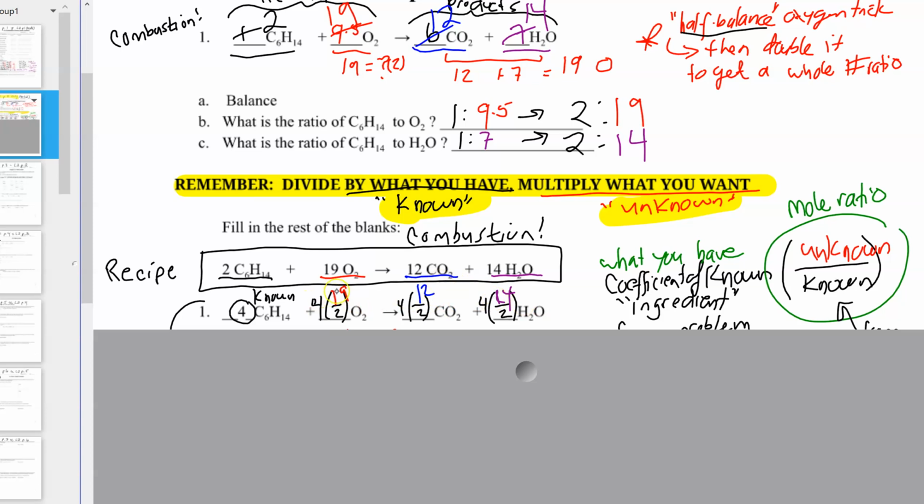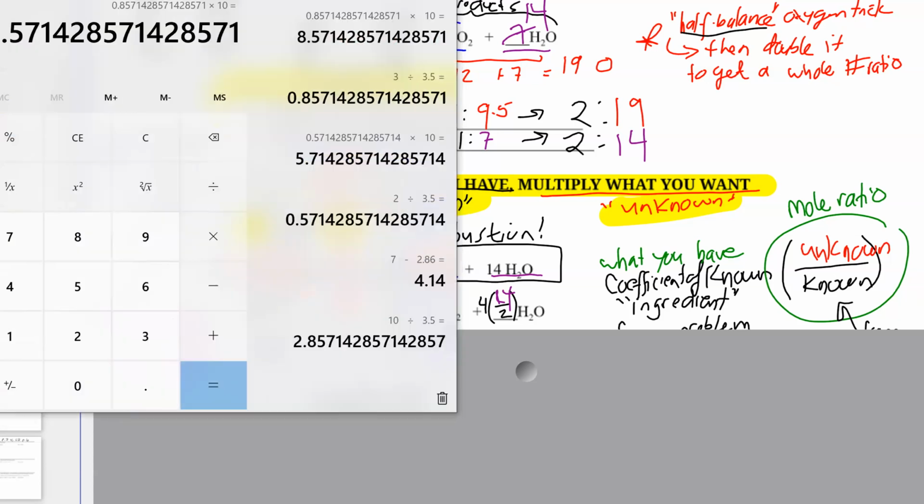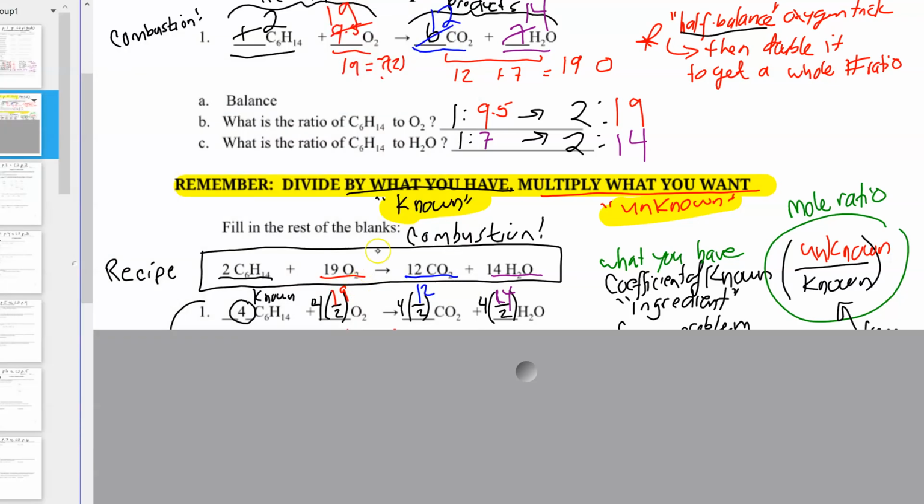So let's try and do this in our head. What's 19 divided by 2? Well, 18 divided by 2 is 9. 20 divided by 2 is 10. This must be about 9.5. What's 9.5 times 4? We're going to get 38. So we actually need 38 oxygen here. I really wanted to show you the work, so I didn't just put the answer there and confuse you.